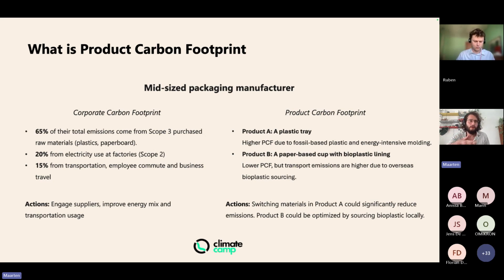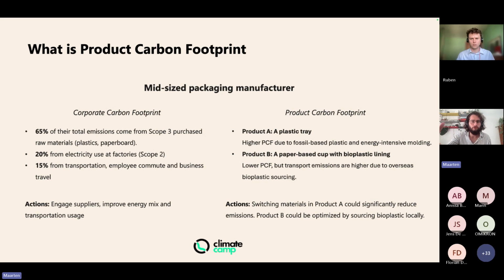When looking at these numbers, we can say, okay, the primary actions should be to engage your suppliers to gather primary data and to see where reduction opportunities can arise, improve your energy mix or the purchasing of the energy you use for electricity at your factories. And maybe there are better ways to improve transportation, like optimizing transportation routes, getting people to use electric cars, or reducing business travel, for example. As you can see, corporate carbon footprint is very broad, very general. It's also used for regulations such as CSRD or for SBTi. It's very broad and it entails very broad actions.